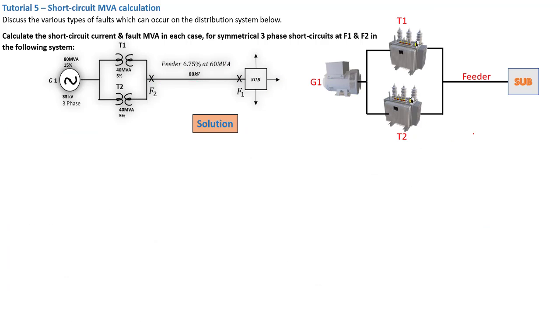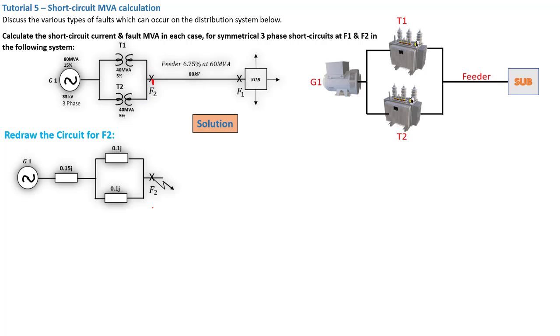So moving on, we're going to redraw the circuit for the fault on F2. Because we already calculated the per unit, we're not going to do that again. We're just going to redraw, but this time our fault is located at this section here. Redrawing our circuit, we get the same circuit, but this time we have excluded the feeder, because when the short circuit occurred at F2, this entire section is now removed from the path where the current is traveling.